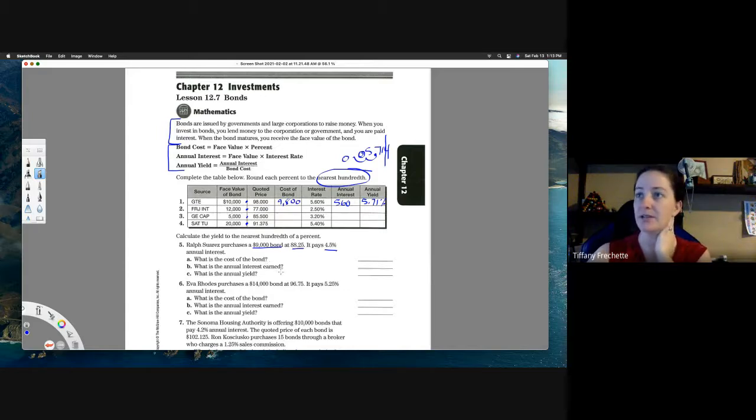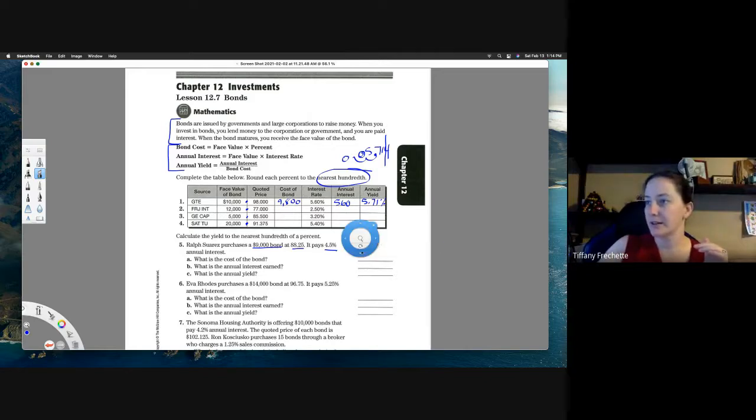What is the annual interest? So we take our face value, which is the 9,000, and we multiply by our interest rate. And then what is the annual yield? So you divide that number, the part B, by your bond cost that you calculated in part A. So they're having you calculate all the pieces here. So just make sure you're paying attention to the wording and what they're asking you to do there. Number 6, pretty much identical. Nothing changing there. Number 7, we do have a little bit more going on in number 7.